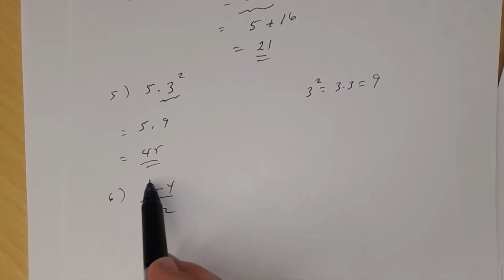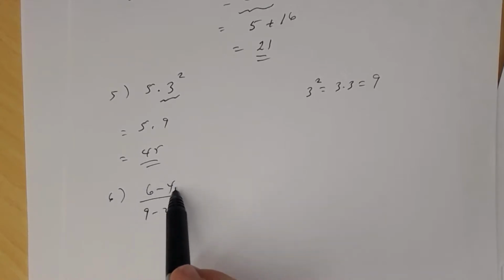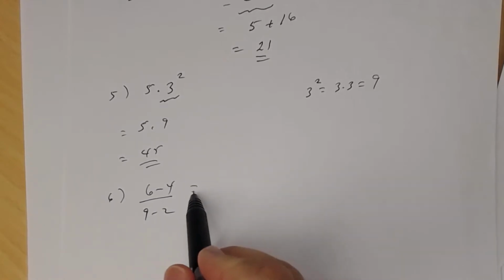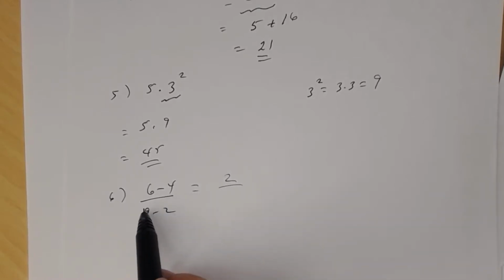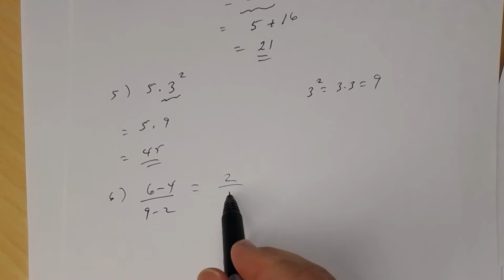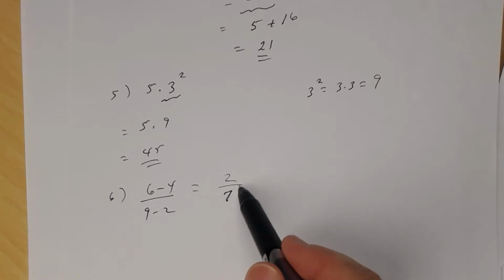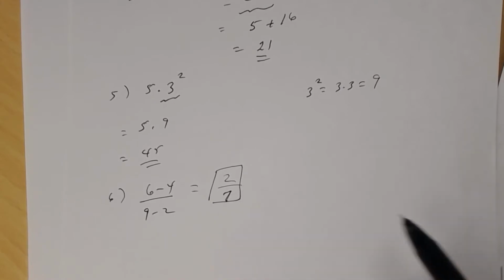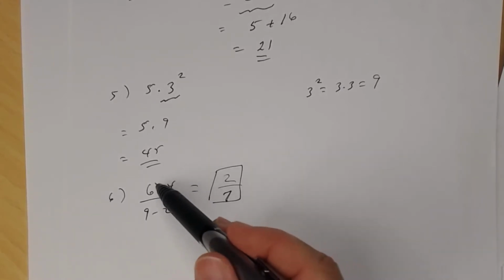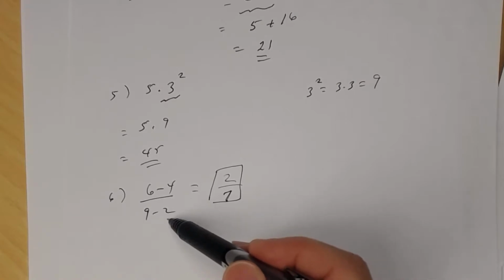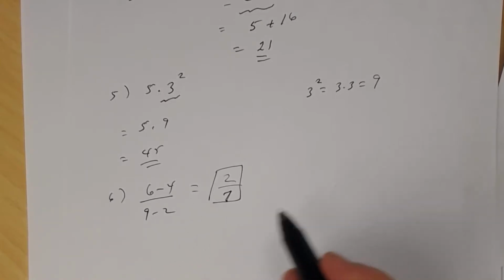So you look at this in terms of a numerator and a denominator. In my numerator, I only have one operation. That operation is a subtraction, so I deal with it. 6 subtract 4 is 2. In my denominator, 9 subtract 2 is 7. And if I can reduce, I reduce, and I can't here because the GCF of both of those is 1. So there's the answer. This expression, 6 subtract 4 divided by 9 subtract 2, is just 2/7. Number 7.